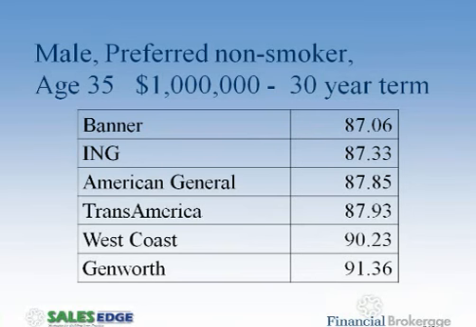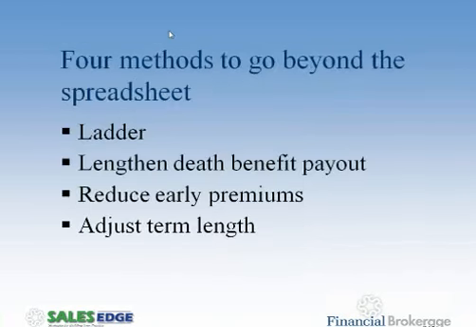Again, this is typical, and the top 6 carriers there, they're all pretty close. I mean, we've got what, a $4 difference from the lowest to the highest there within the top 6. Turns out Banner is on top at $87.06. So keep that number in mind, because that's what we're going to be working with here.